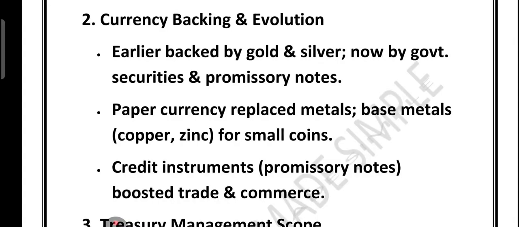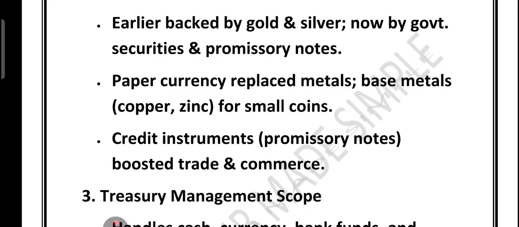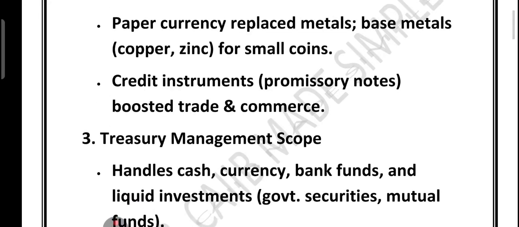Then comes currency backing and evolution. Earlier money was backed by gold and silver, but now it is supported by government securities and promissory notes. Over time, paper currency has replaced metal coins, and smaller coins started being made from base metals like copper and zinc. Also, the use of credit instruments such as promissory notes helped boost trade and commerce, making transactions much easier.